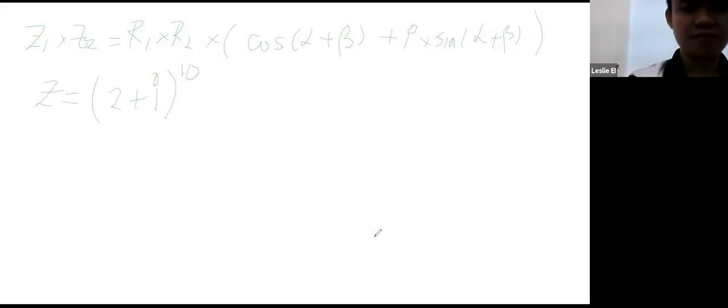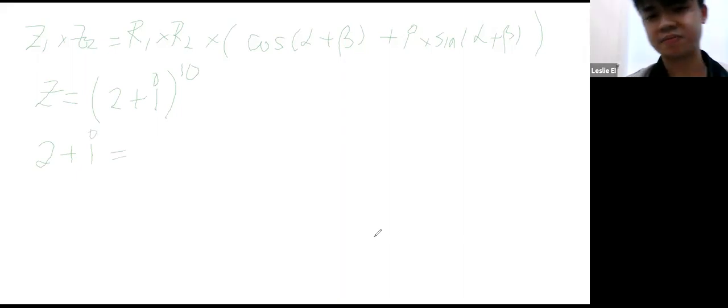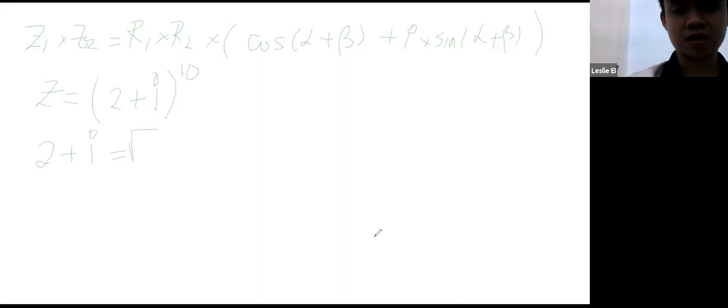You go back to 2 plus I first. When you have a 2 plus I, what is the R? How do you write 2 plus I in polar form? Square root 5 times cos 0.46, right? Plus I times sin 0.46.